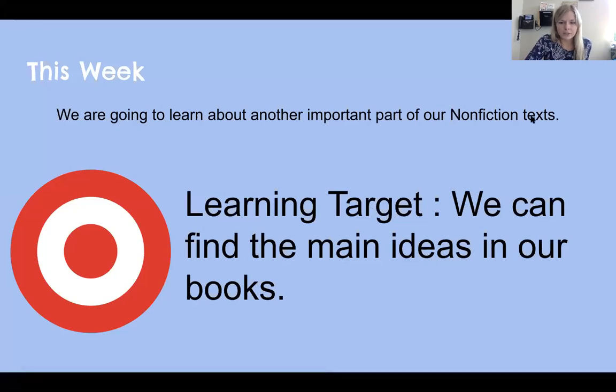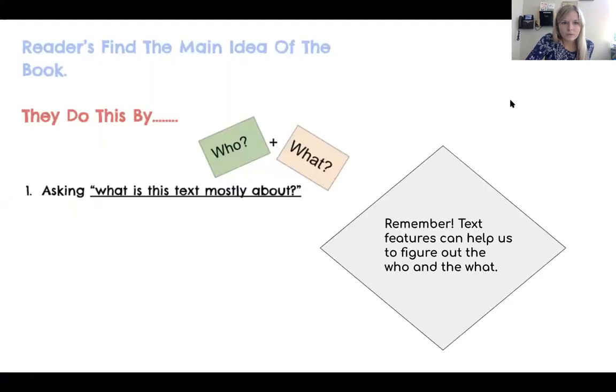This week, our learning target is that we can find the main ideas in our books. We know that readers find the main idea of a book in a couple of different ways. They do this by asking, what is the text mostly about? We think about the who and the what. We put it together. That's the main idea. The who and the what make up what the text is mostly about. And remember, text features can help us to figure out the who and the what as well. They're like clues guiding us.